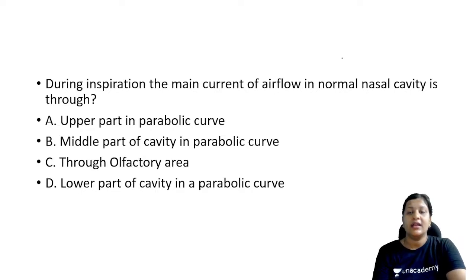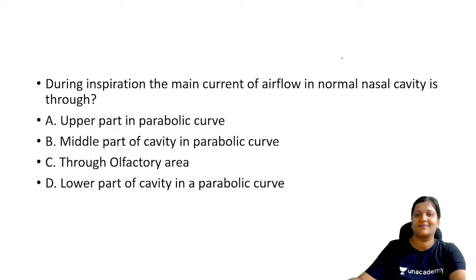Okay. During inspiration, maximum current of airflow in the normal nasal cavity is in which part? Upper part in a parabolic curve, middle part in a parabolic curve, through the olfactory area, or through the lower part of the cavity in a parabolic curve. Again, a very basic question this is. So during inspiration, where do you see maximum volume or maximum current of air flowing through?